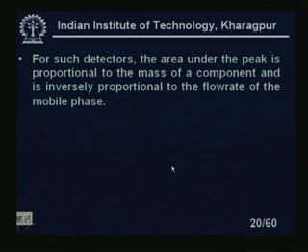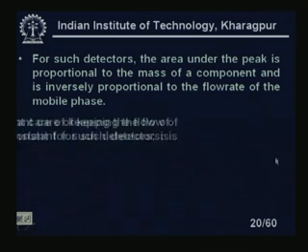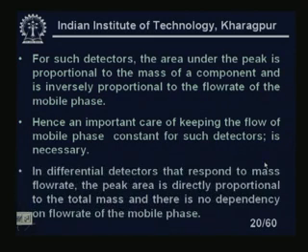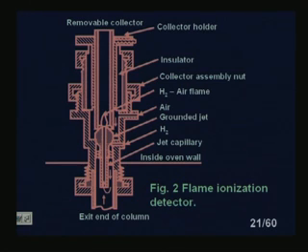For such detectors, the area under the peak is proportional to the mass of a component and inversely proportional to the flow rate of the mobile phase. Hence, it is important to keep the flow of the mobile phase constant for such detectors. In differential detectors that respond to the mass flow rate, the peak area is directly proportional to the total mass and there is no dependency on the flow rate of the mobile phase. You see, let us go back first of all.